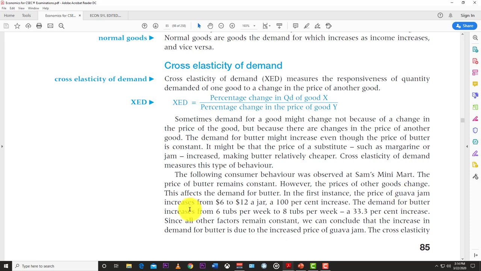In the first instance, the price of guava jam went up, increased from $6 to $12. That's a 100% increase. Because if you take the 12, take away the 6, you have 6 left. And so 6 over 6 times 100 would give you the 100%. The demand for butter increases from 6 tubs per week to 8 tubs per week. And that is a 33.3% increase. So in this case, it's a difference of 2, because 8 minus 6 is 2, and so you put the 2 over the 6, and that's how we got the 33.3% increase. So, since all other factors remain constant, ceteris paribus, we can conclude that the increase in demand for butter is due to the increased price of guava.